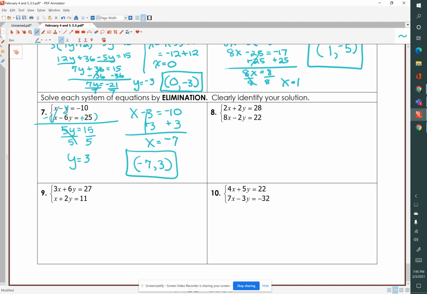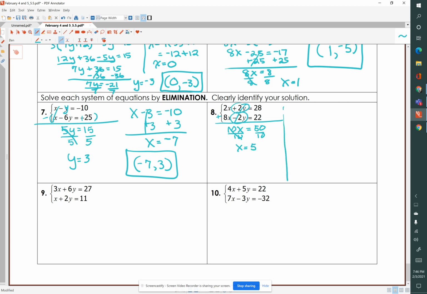Number 8. I've already got positive 2y and negative 2y, so I'm all set. I'm just going to add these together. The y's are eliminated. 8 plus 2 is 10x. 28 plus 22 is 50. Divide by 10, and x equals 5.